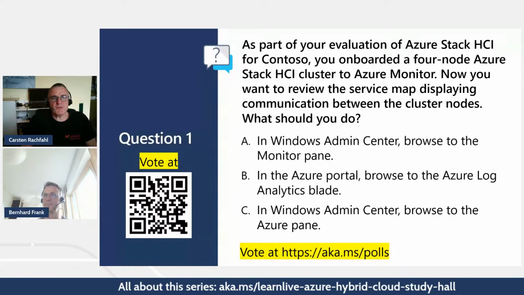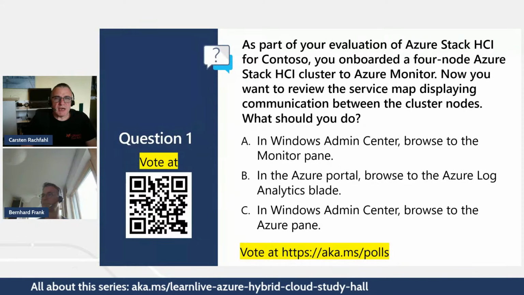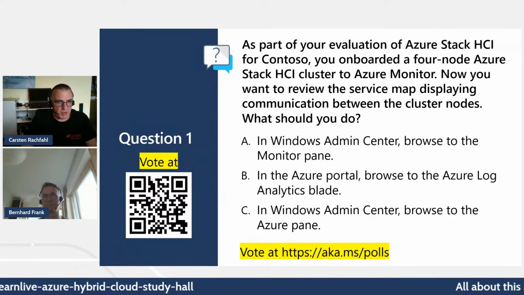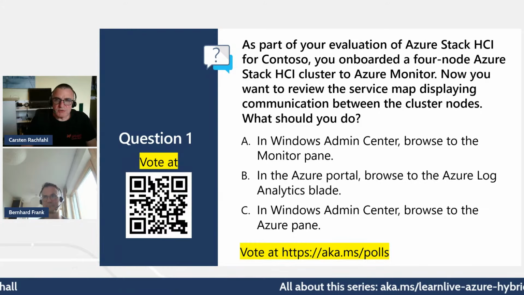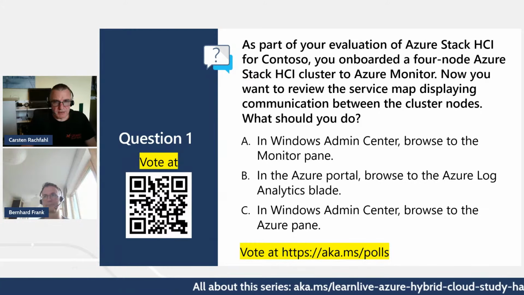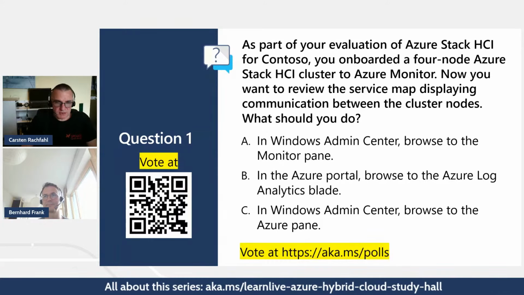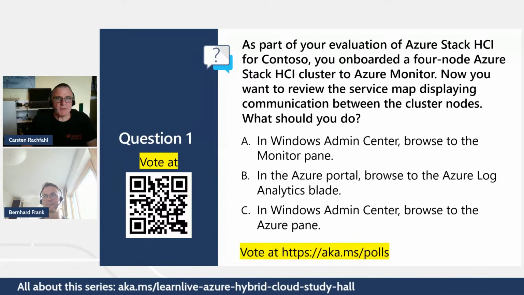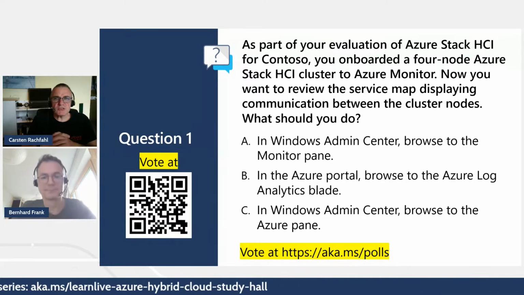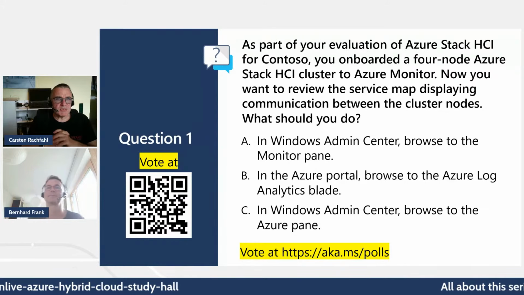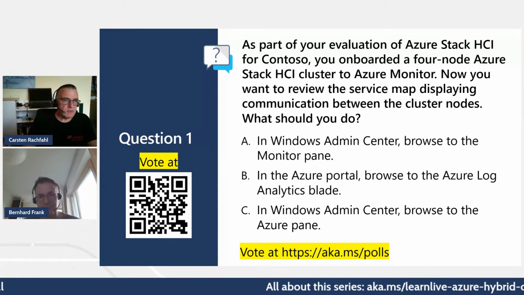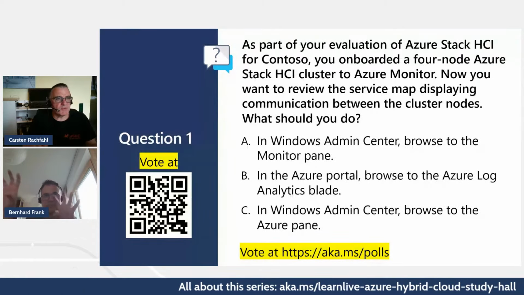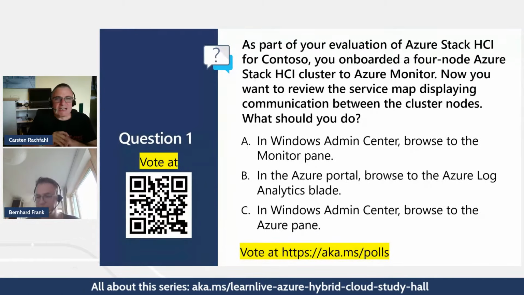So we have three proposed answers. A, in Windows Admin Center, browse to the monitor pane. We have seen that, right? B, in Azure Portal, browse to the Azure Log Analytics blade. C, in Windows Admin Center, browse to the Azure pane. To be clear, the question is about the service map displaying communication. We talked about that, where you can see which port is used between the different things, right?